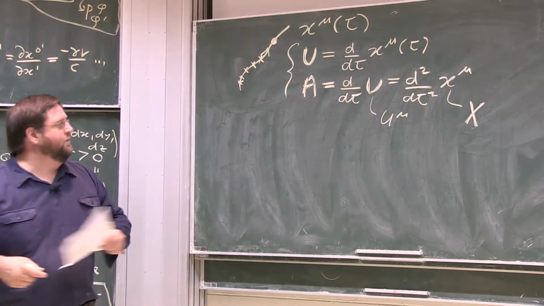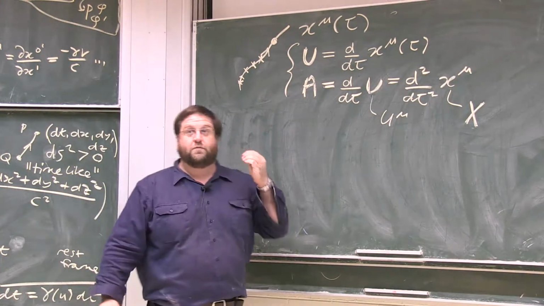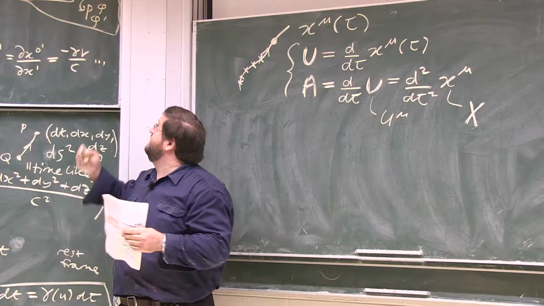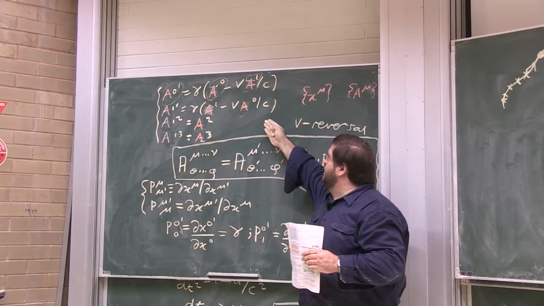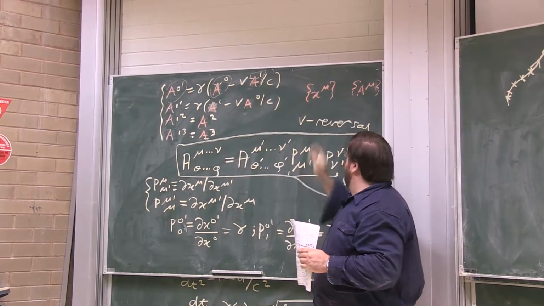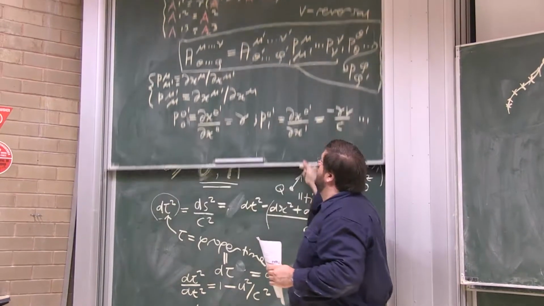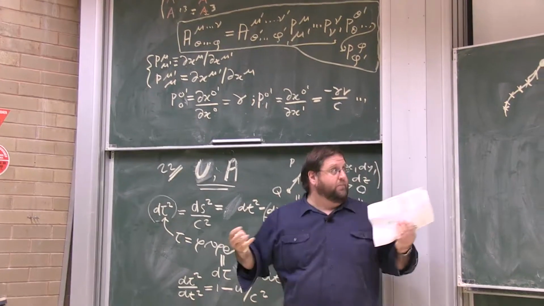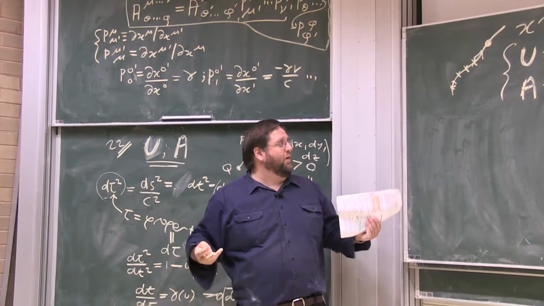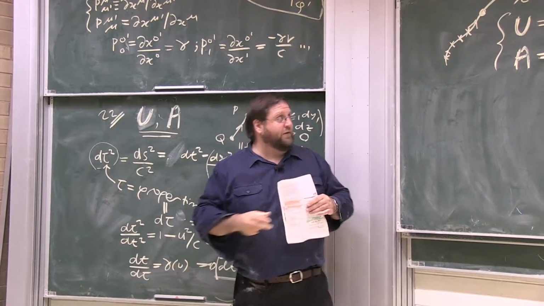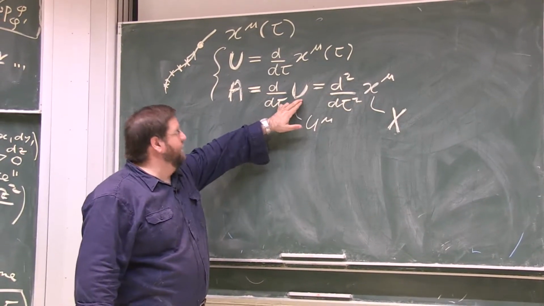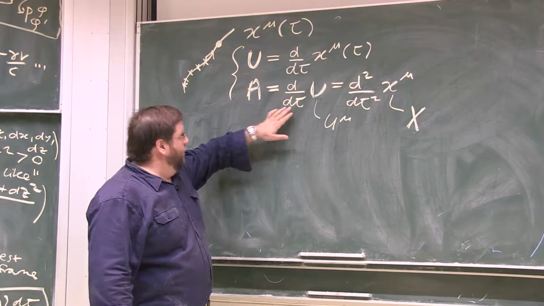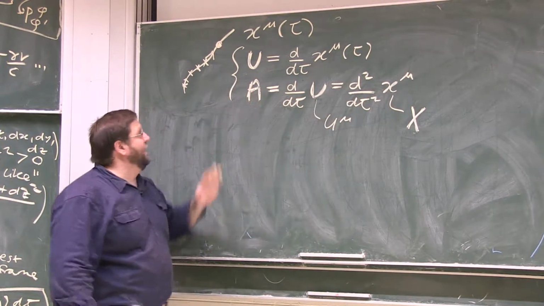These are tensors, because we learned that when you restrict yourselves to linear coordinate transformations, such as the Lorentz transformations are, then your p's are constant, and the derivative of a tensor is a tensor. And so since we've got a tensor and we're differentiating it once or twice, the u and the a will be tensors.